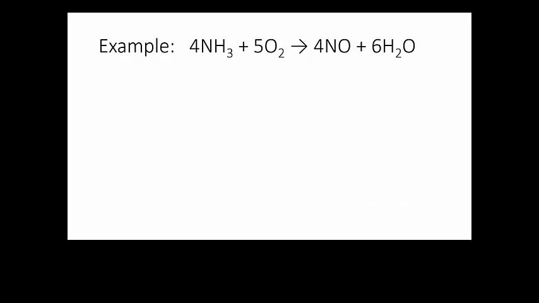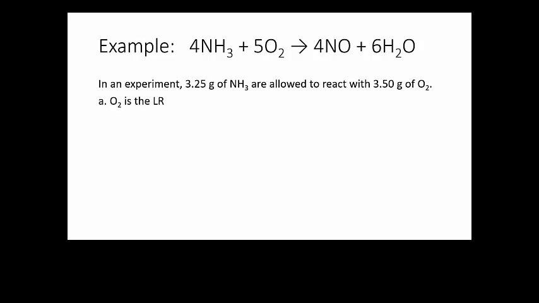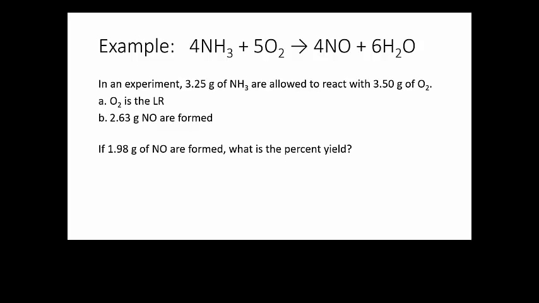Let's take a look back at the last example that I did and see how we can add percent yield to one of these problems. So if you recall, in this experiment, I started with 3.25 grams of ammonia, and I was allowing that to react with 3.50 grams of oxygen. By the end of this problem, we had determined that oxygen was the limiting reagent and that 2.63 grams of nitrogen monoxide could be formed. So now let's add percent yield on top of this. Let's say we do this reaction, but instead of getting 2.63 grams of nitrogen monoxide, I only form 1.98 grams of nitrogen monoxide. What would my percent yield be?